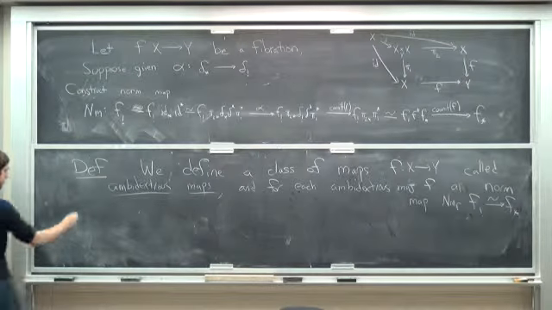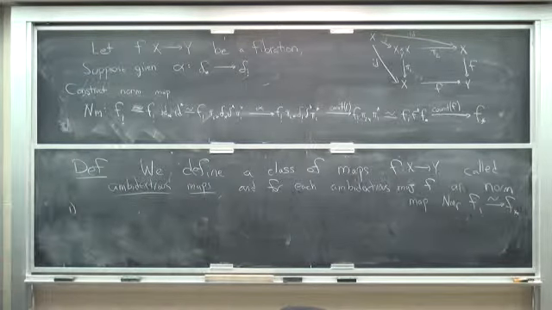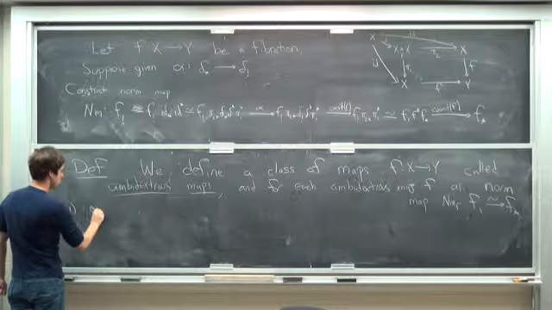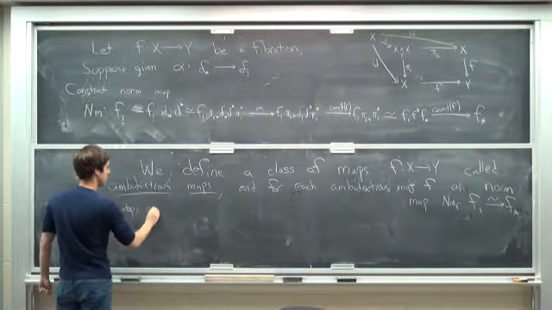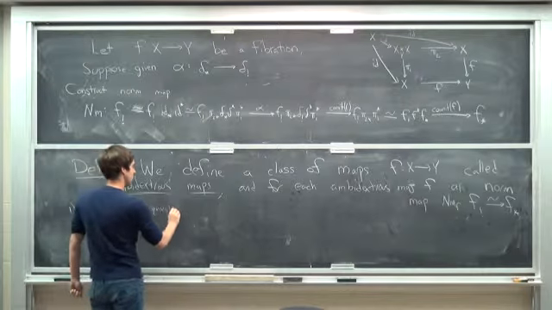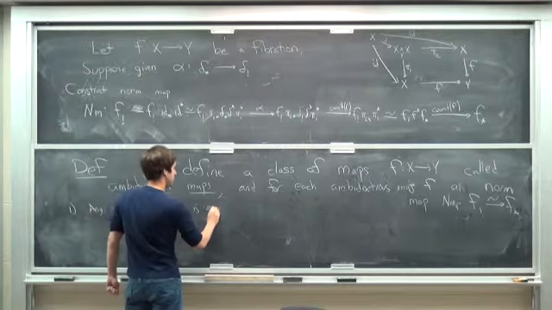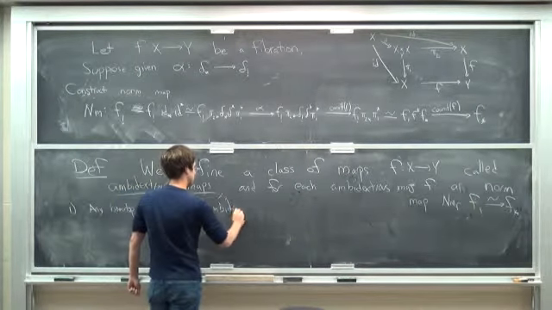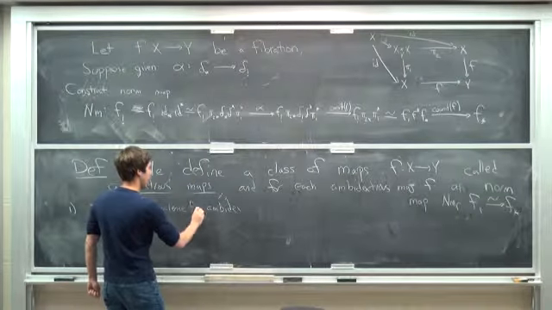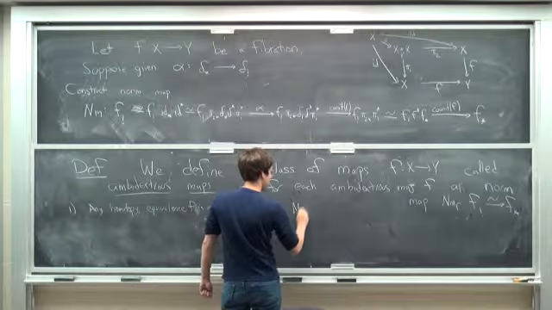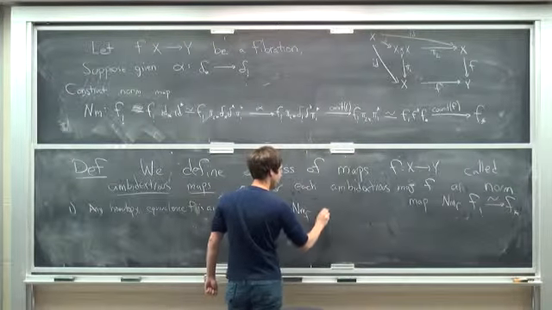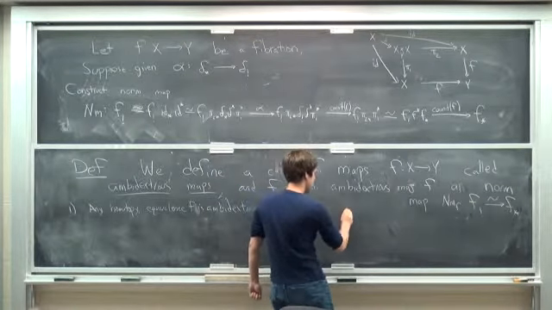Here are the conditions that this definition should satisfy. So first, any homotopy equivalence f is ambidextrous. And the norm map that's associated to a homotopy equivalence, well, let me say, is the obvious map.